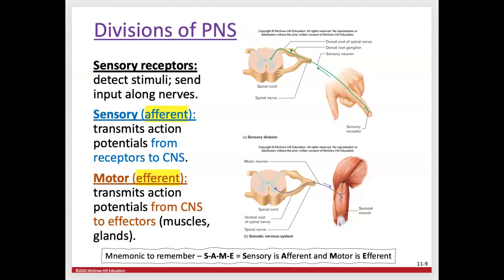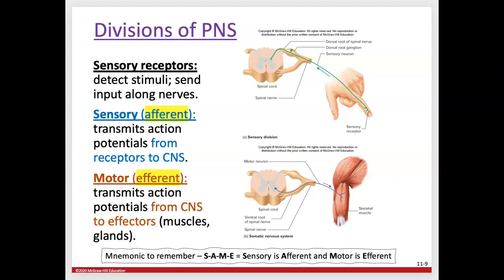A lot of times the book and videos will refer to afferent neurons or efferent neurons and not mention sensory or motor. So in order to remember that sensory is afferent and motor is efferent, I have a little mnemonic that I use, and it is S-A-M-E, same. Sensory is afferent and motor is efferent. So if you can remember same, hopefully that'll help you remember that sensory is the afferent neurons and motor is the efferent.